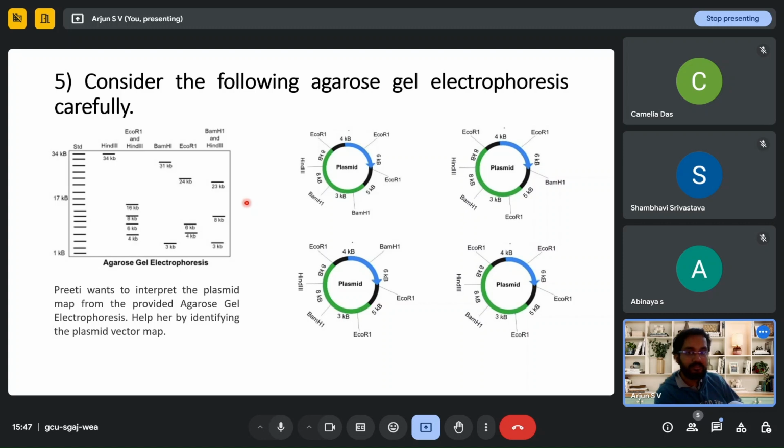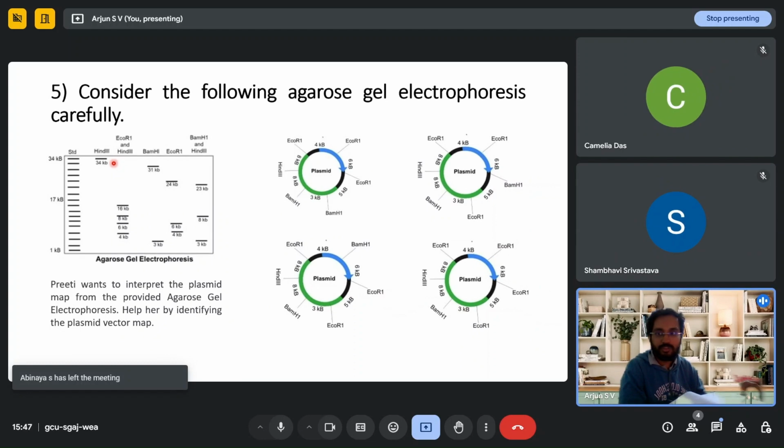Like, okay then, if I can go into explaining the answer as well. So we'll start with hint 3 here. Hint 3 has only one band of 34 kilobase. So whichever one has only one band, there will be only one restriction site for hint 3. And here we can see that this one has one, this one has one, this one has one, and this one has one. So all the four options are kind of possible to be the final plasmid.